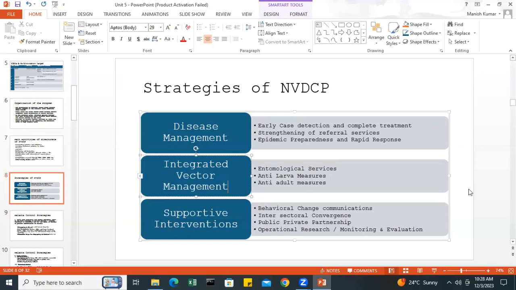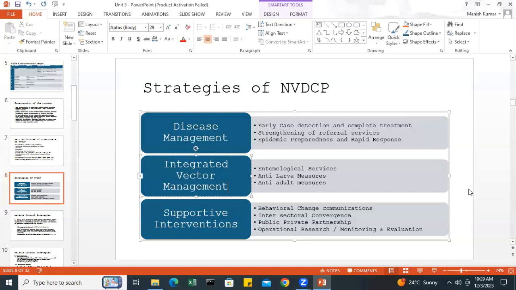And then anti-adult measures can be ensuring that there is no stagnant water, or leaving plastic beads in the water which will absorb all the water and swell up, so there will be no stagnant water around. Or it can be indoor residual spraying or outdoor fogging. So these are some of the interventions.